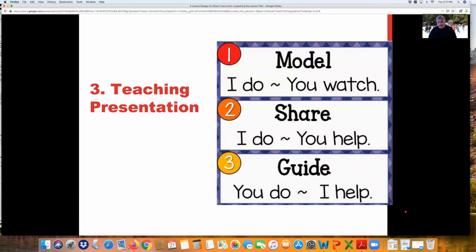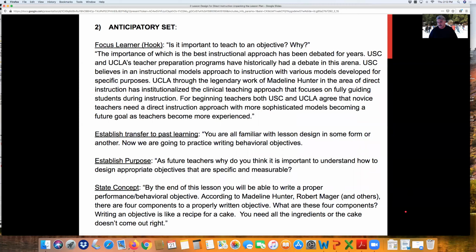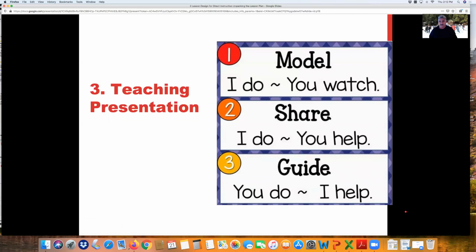A next part that is very, very important is what we call the teaching presentation section. Obviously, after you do the anticipatory set, the introduction, you're not going to test the kids. They need a lot more practice opportunities. And this section really gives those children that opportunity to practice.